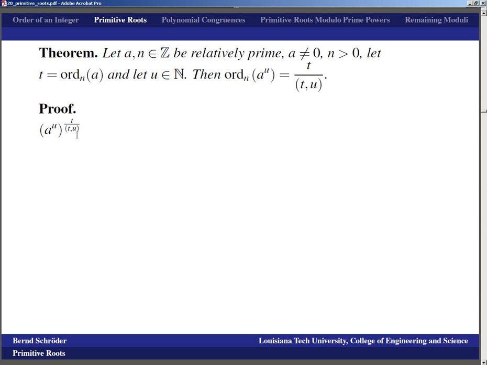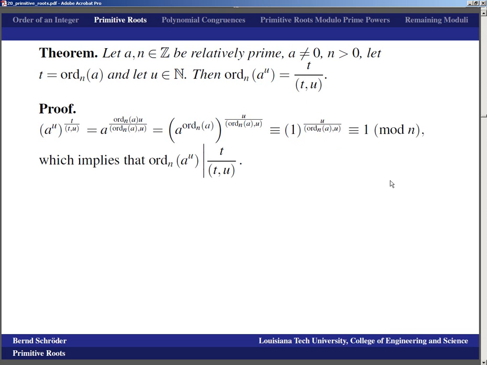So we take a to the u and raise it to t over the greatest common divisor of t and u. Well, t is the order of a times u, and that is what we substitute in for t. And then we realize that this is a to the order of a modulo n, and u over this greatest common divisor is still an integer, so we can factor it like that. And that is 1 raised to this complicated looking exponent, but that's 1 modulo n. Okay, so that means that if I raise a to the u to this number, I get 1, and that means the order of a to the u must divide t over the greatest common divisor of t and u.